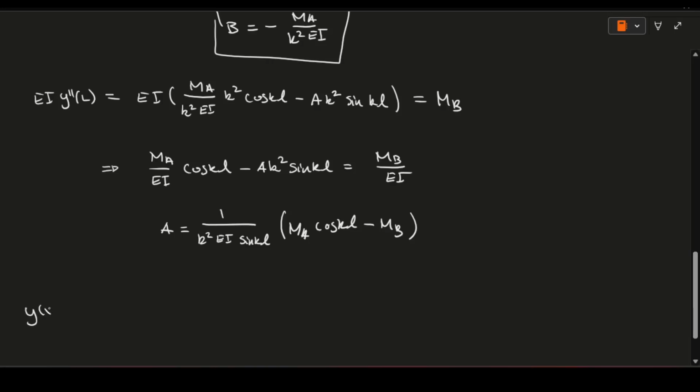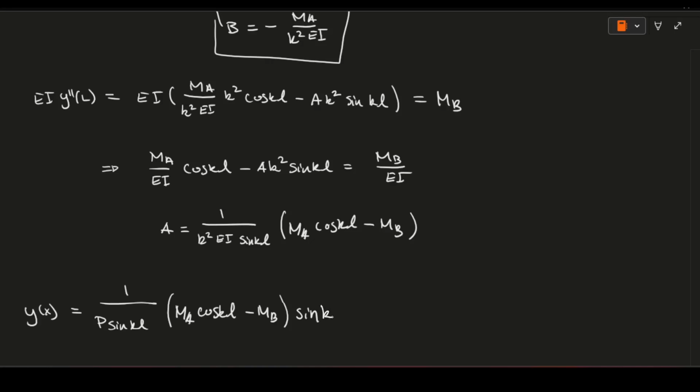We can now update our y of x. That's equal to 1 over P sine KL times MA cosine KL minus MB, times sine KX, minus MA over P cosine KX plus CX plus MA over P. This is of course when P is equal to K squared EI.